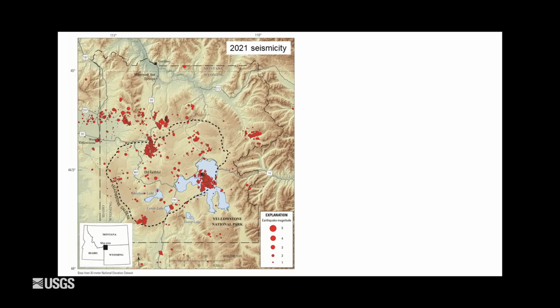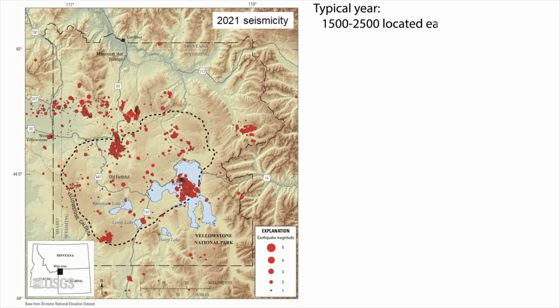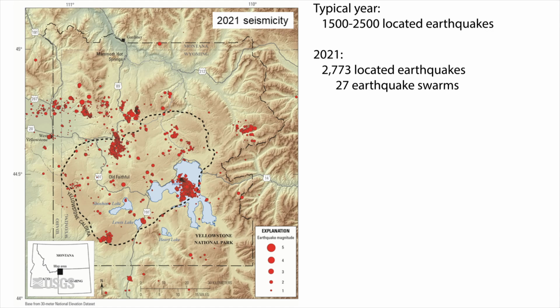Now typically there's somewhere in the neighborhood of 1,500 to 2,500 earthquakes located every year in the Yellowstone region. And we're right about on par with that for 2021. There were about 2,800 earthquakes located during the year. You can see they were scattered throughout the park area with some clusters here and there. There were about 27 swarms of earthquakes. Those are earthquakes that are located in tight clusters in short periods of time.